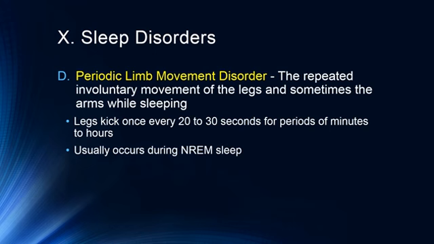Periodic limb movement disorder is the repeated involuntary movement of the legs and sometimes the arms while sleeping. This is sometimes called restless leg syndrome. The legs kick once every 20 to 30 seconds for periods of minutes to hours. And this usually occurs during non-REM sleep.